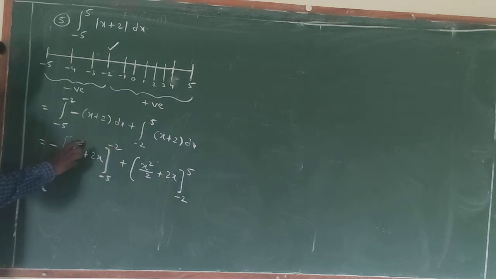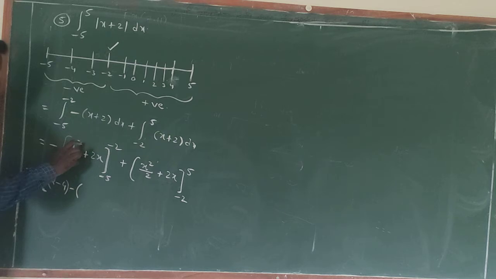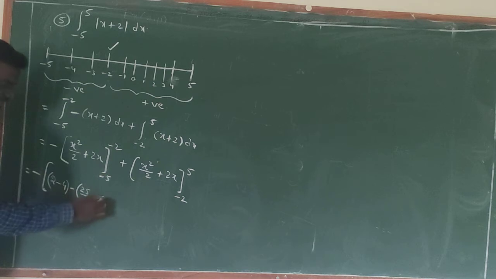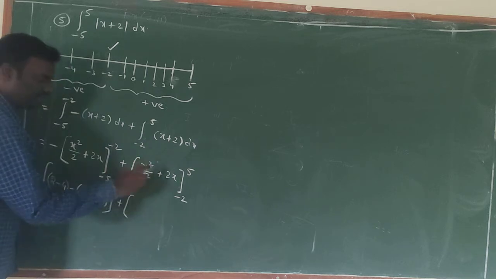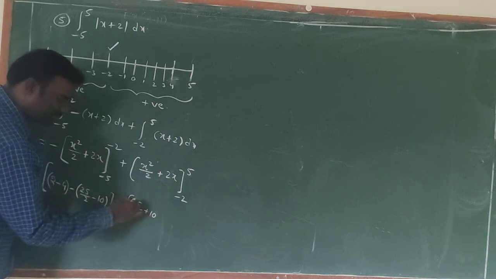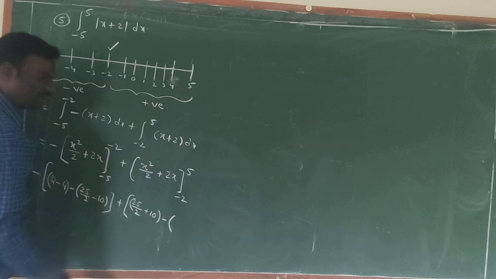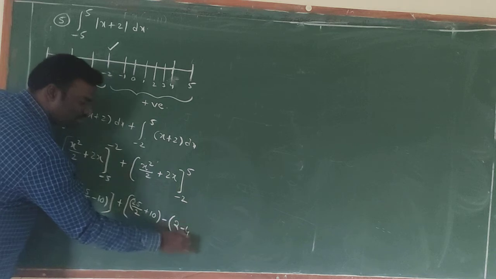That equals minus of, what is the upper limit? Minus 2. Minus 2 whole square is 4, 4 by 2 is 2, 2 into minus 2 is minus 4. This is the upper limit. Next, minus lower limit. What is the lower limit? Minus 5. Minus 5 whole square is 25 by 2, 2 into minus 5 is minus 10. Similarly, here first substitute the upper limit, 5. 5 square is 25 by 2, 2 fives are 10. Minus lower limit, minus 2. Minus 2 whole square is 4, 4 by 2 is 2, 2 into minus 2 is minus 4.